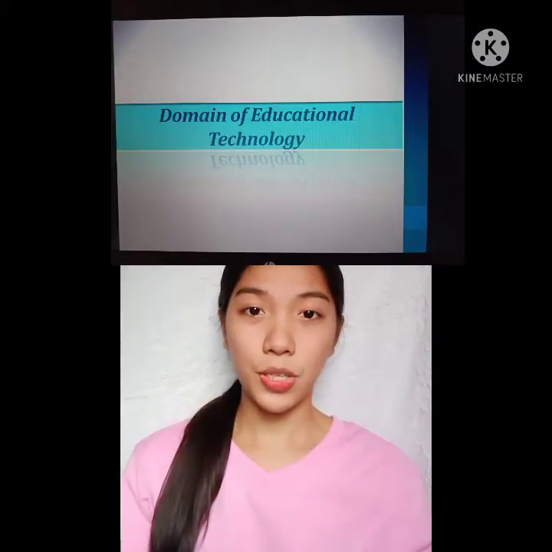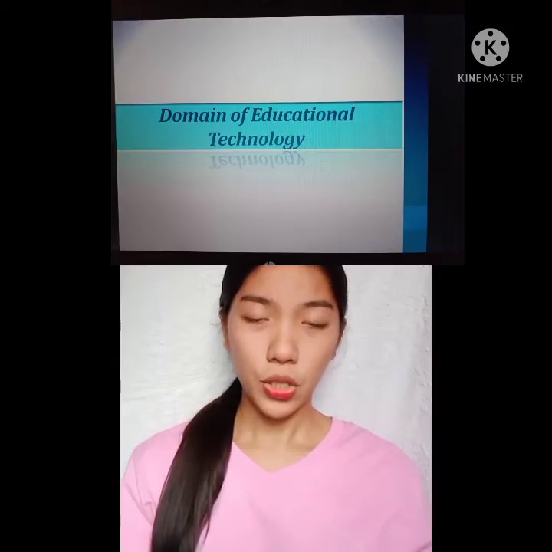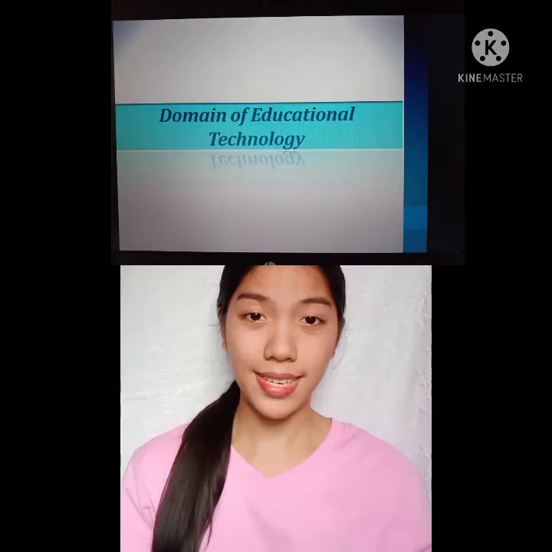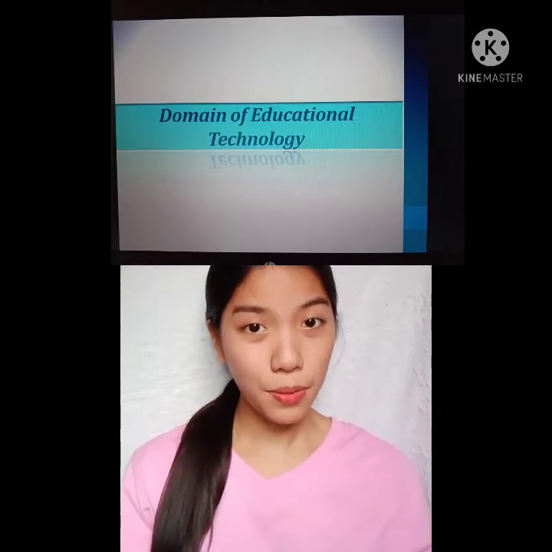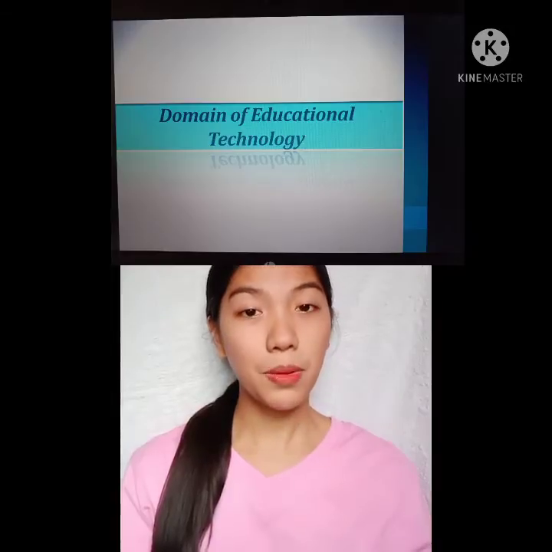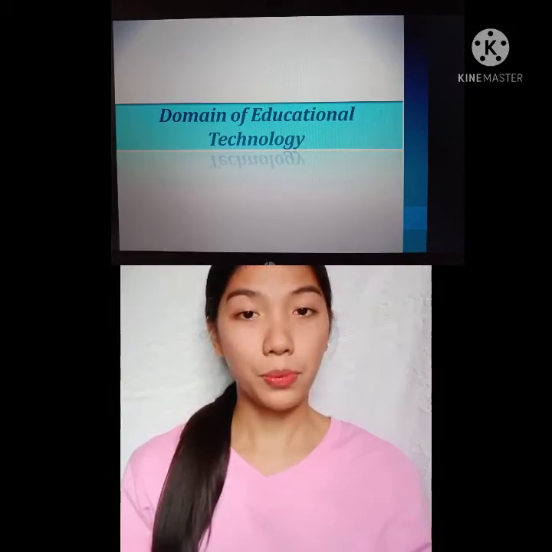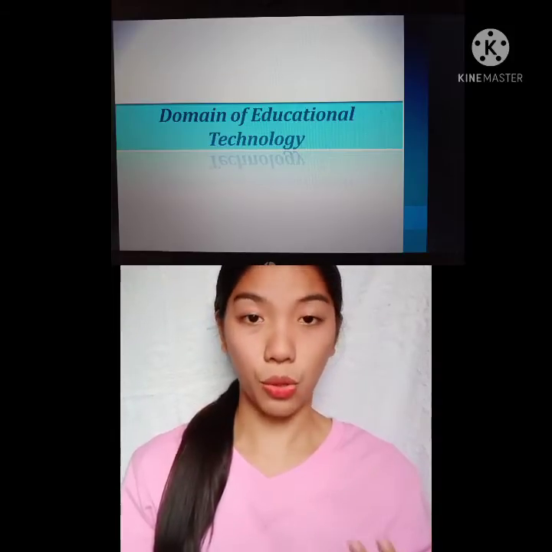Let's discuss the domains of educational technology. Educational technology involves both theory and practice. The theory consists of the concepts, constructs, principles, and propositions that contribute to the body of knowledge, while practice is the application of that knowledge to solve problems.